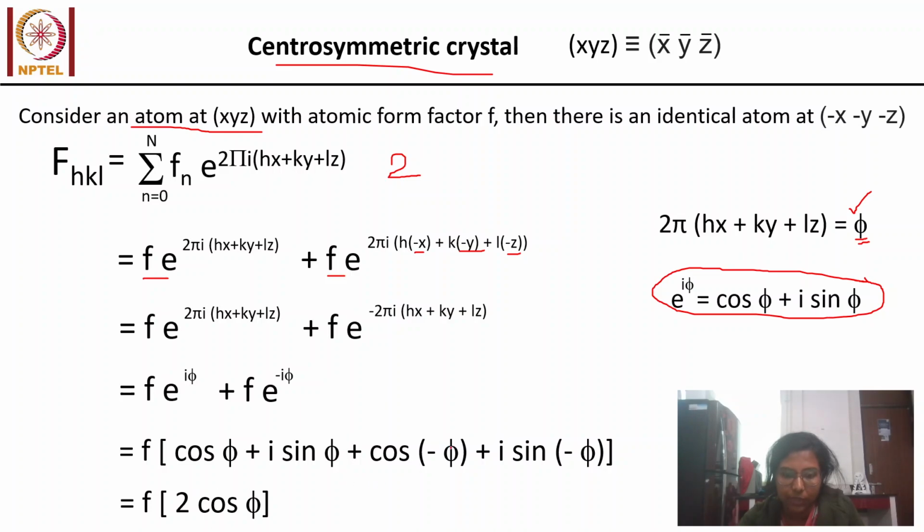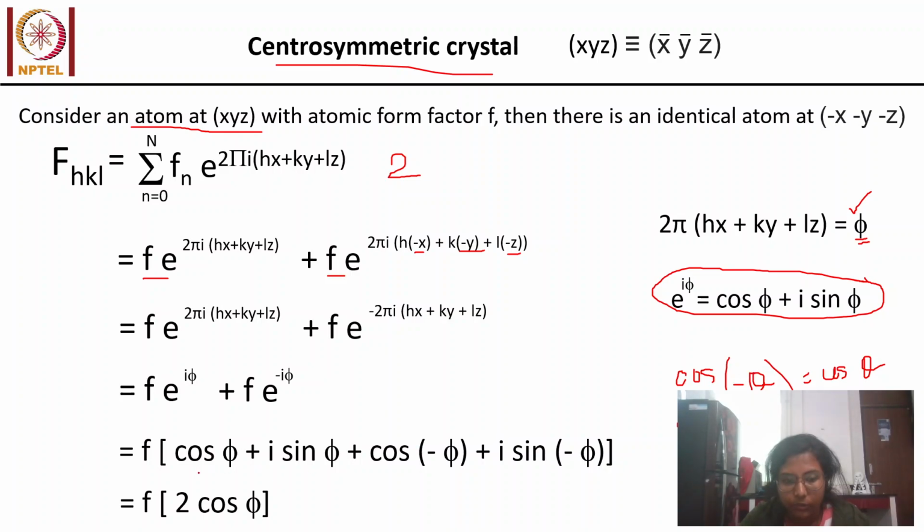So here what will happen? We know that cos of minus theta is actually equal to cos theta, but sine of minus theta is equal to minus sine theta. So we will apply this formula here.